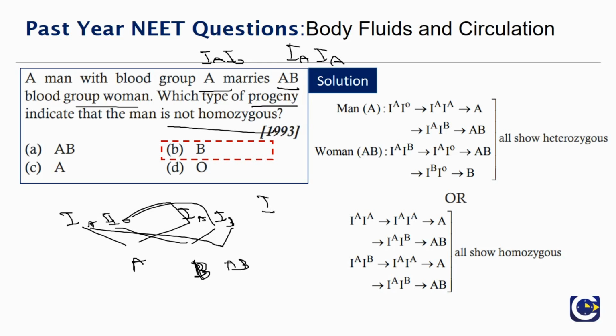In case he has IA IA, B blood group is not possible, because IA IA will also result in IA IA, and IA IB will result only in AB. So there will be AB, A and A. So B will not be present. So if he is heterozygous, B will be present. That is what is explained in the below chart.